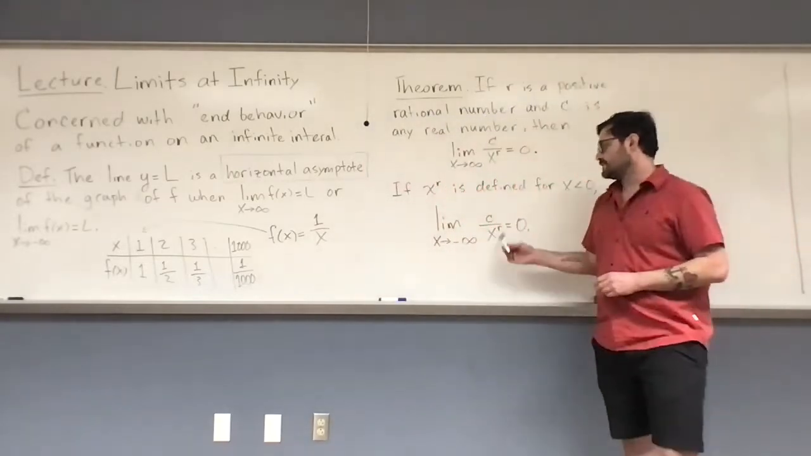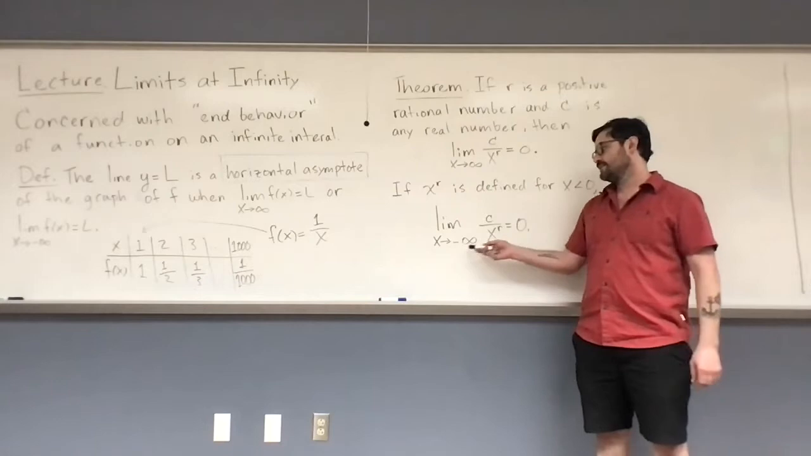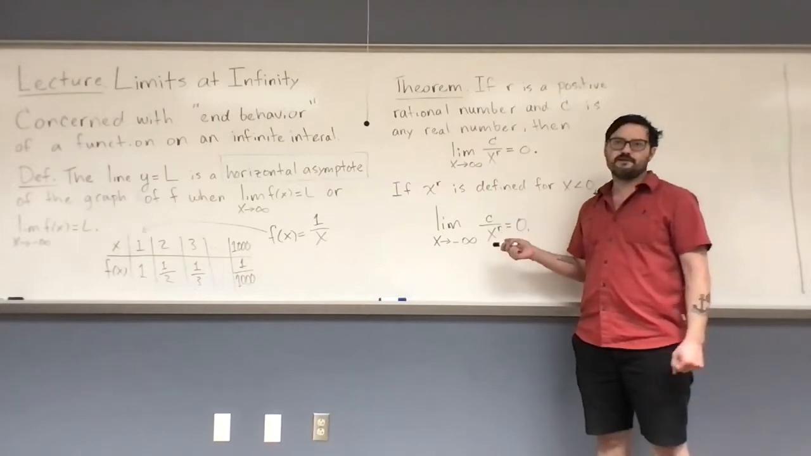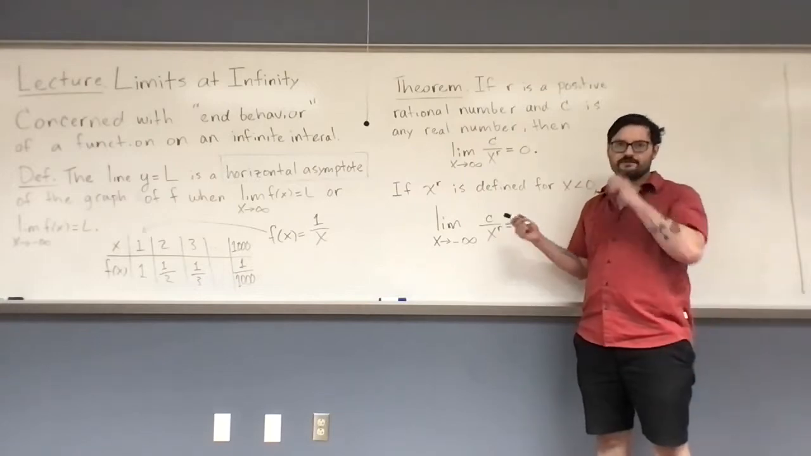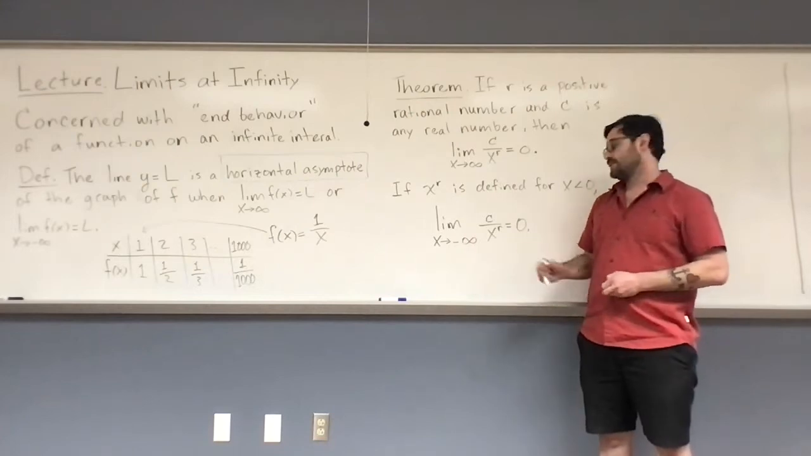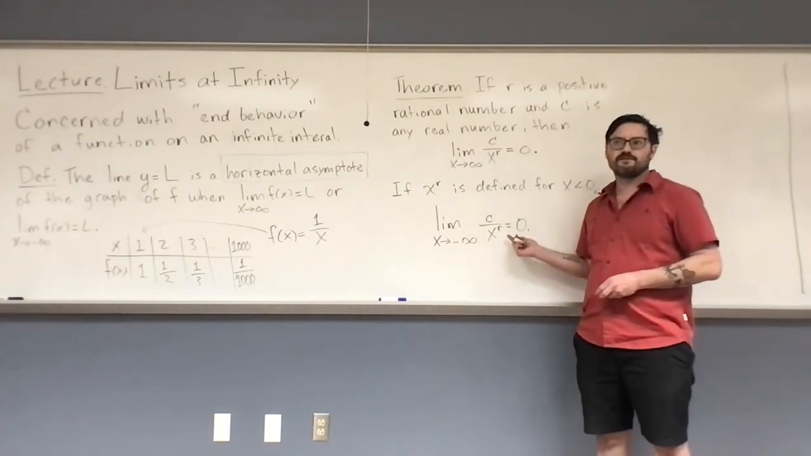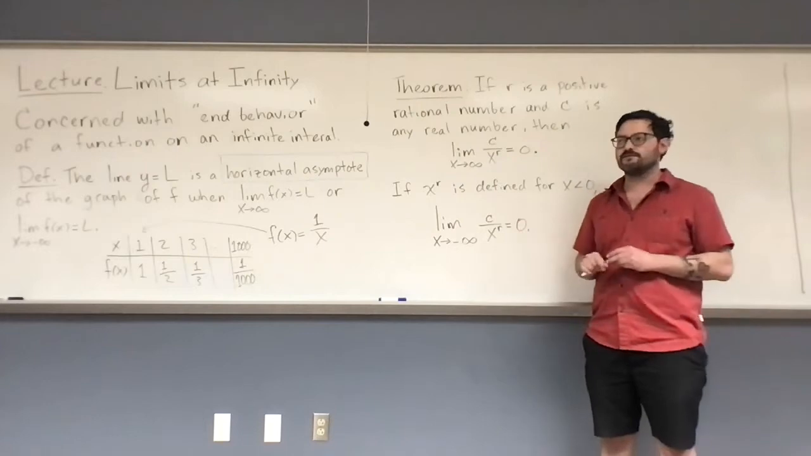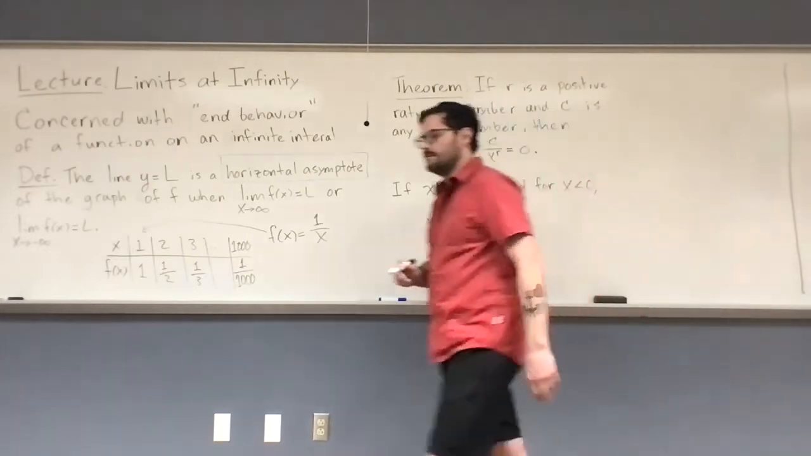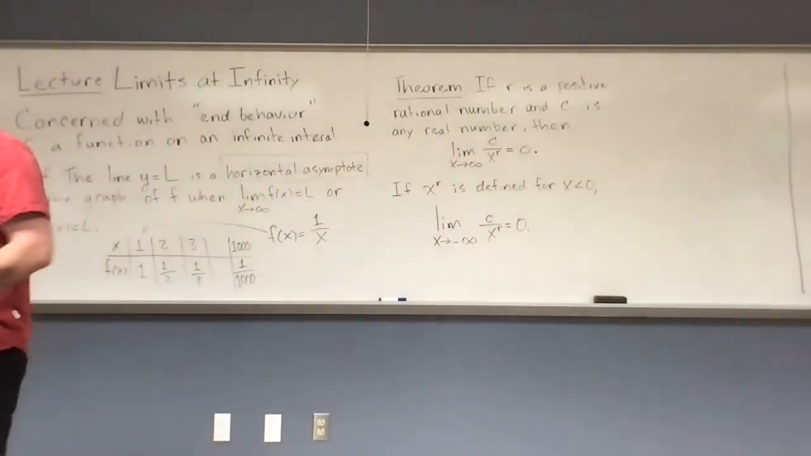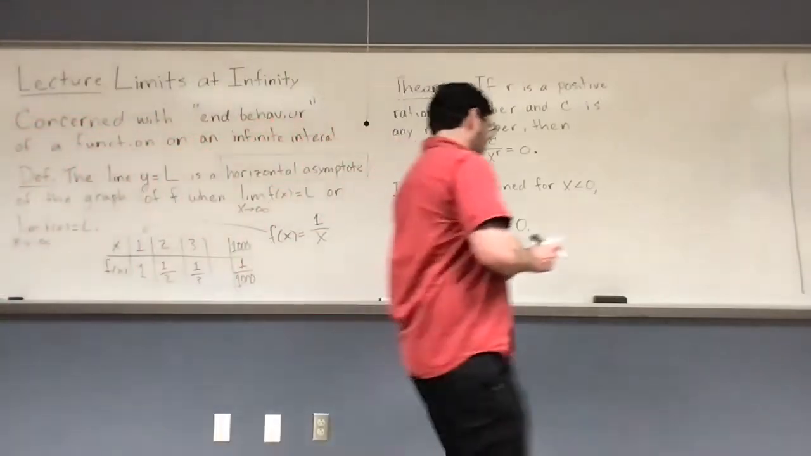Okay. And the same thing will happen here if x to the power r is defined on negative numbers. And r wouldn't work if it were a half in that case, because then we can't take square roots of negative numbers. Okay. So let's look at an example.